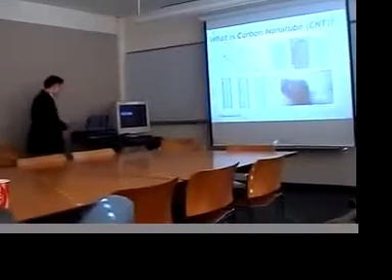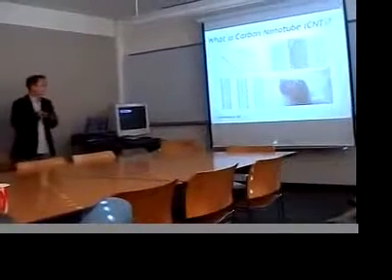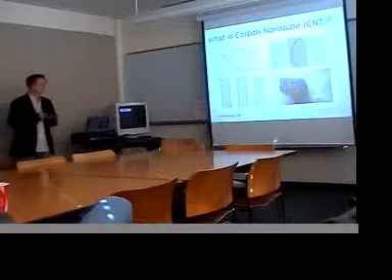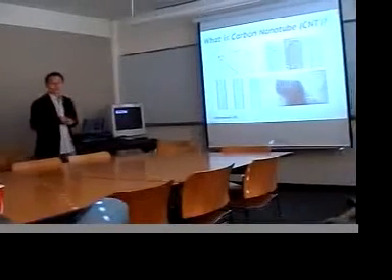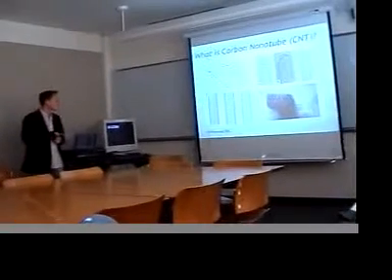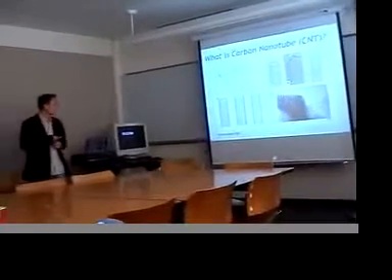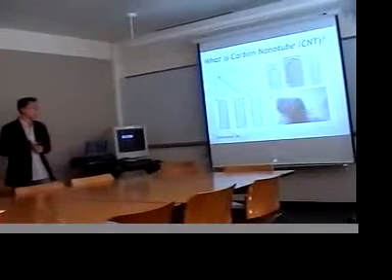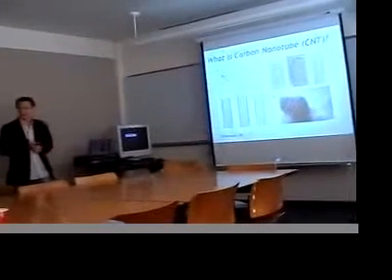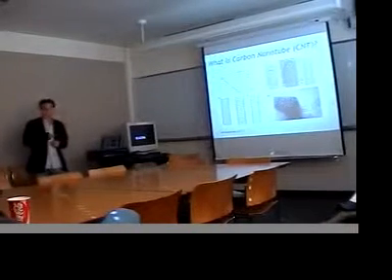So, what is CNT? I think most of you already know. We can think of it as a rolled-up graphite sheet. And depending on how you roll it up, or the orientation, or what they like to call chirality, you can have very different characteristics. Namely, when you have a zigzag orientation, you get a semiconducting one, and over here you get metallic characteristics.